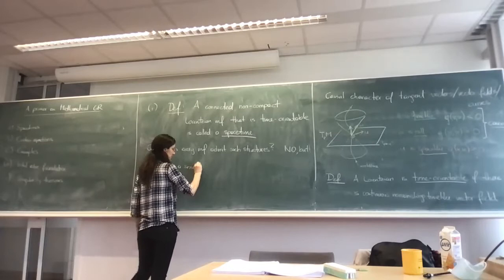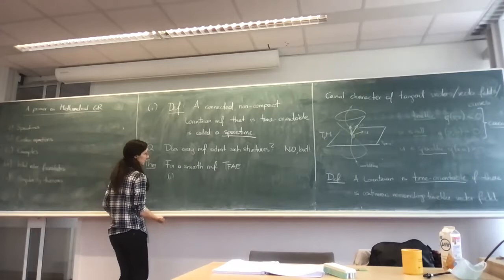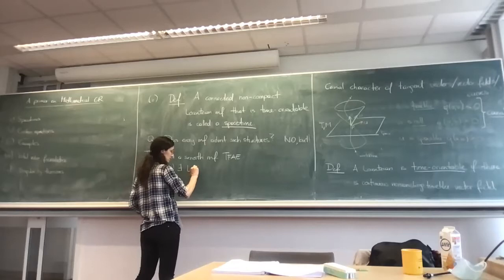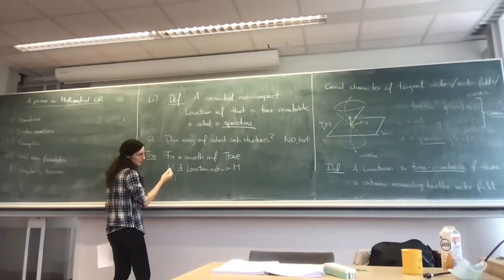Manifold M, the following are equivalent. So first is, of course, there is a Lorentzian metric on M. There is a time-orientable one, so that we have a space-time.